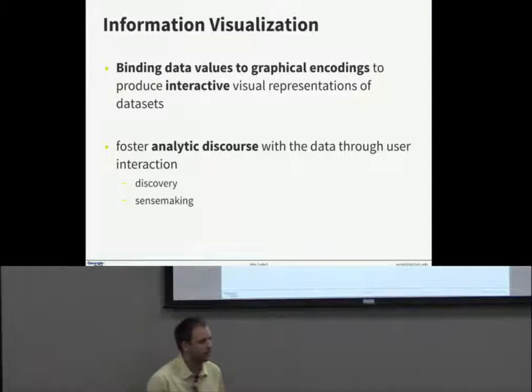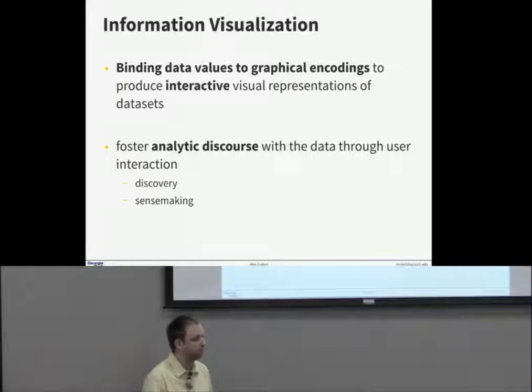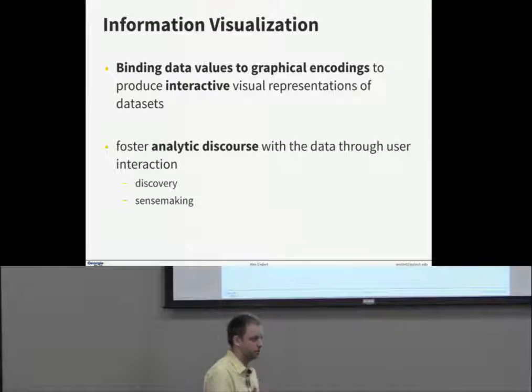And so then, my area more so of information visualization is really this interesting field about binding data values to graphical encodings. Right? What we do is we illuminate pixels in certain ways that actually represent the data and help us think about our data in specific contexts, for specific tasks, and then ultimately foster this analytic discourse with specific kinds of data.